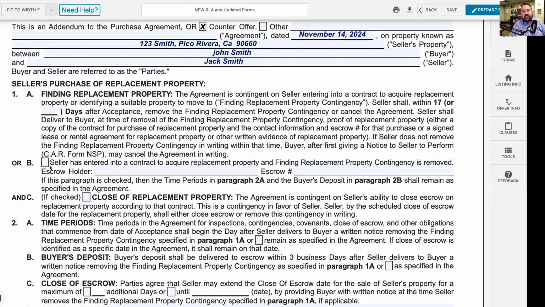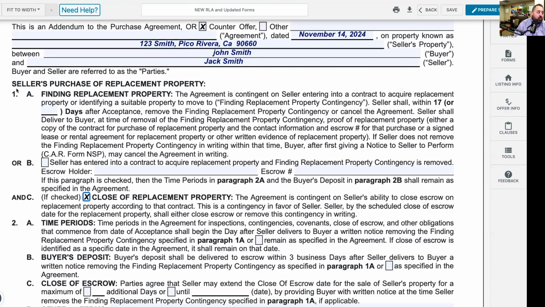Okay. Now, 1E is the default, or if the seller has already sold their house or found a house, right? It's the reverse. They've already found a house. Seller has entered into a contract to acquire replacement property and the finding replacement property contingency is removed. Here is the escrow information. Now I don't have that. But if I've already entered into a contract, I've got to make sure I check this box, which is close of replacement property.